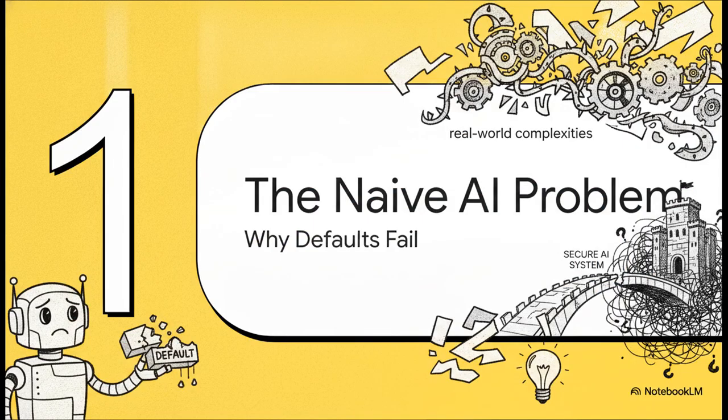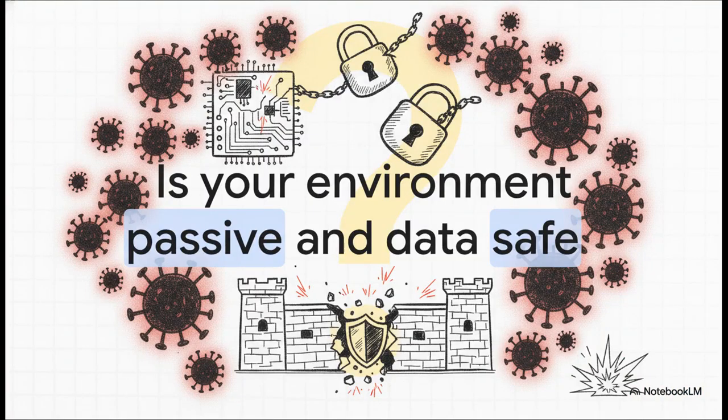So, starting off with Section 1, the naive AI problem, and exactly why those default out-of-the-box implementations completely fail when faced with real-world complexities. Let me ask you kind of a dangerous question. Are you treating your AI's environment as passive and its retrieved data as safe? Because if you are, look, you're not alone. That is literally the default developer mindset right now. We just sort of tell it what to do and give it documents to read, right?